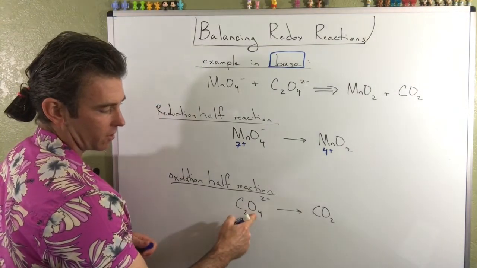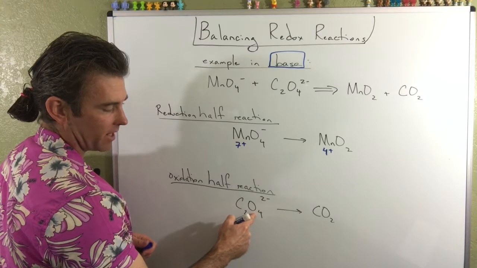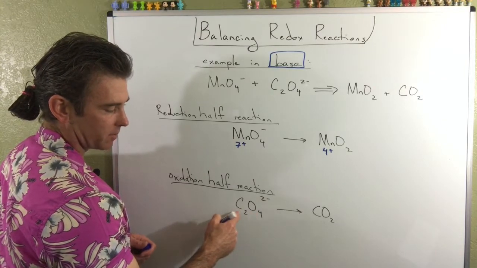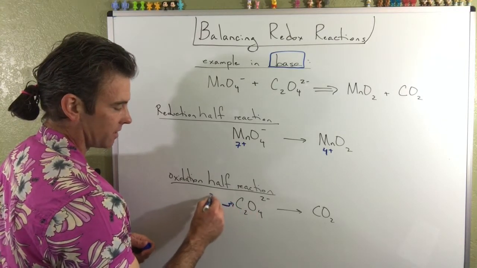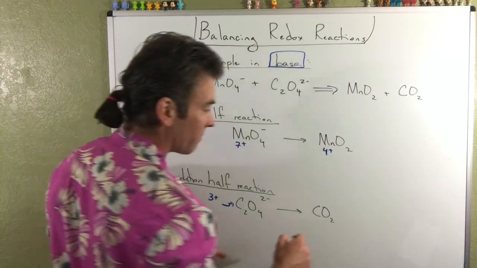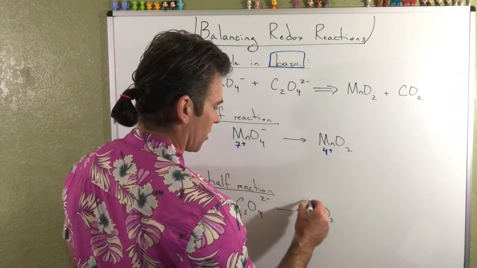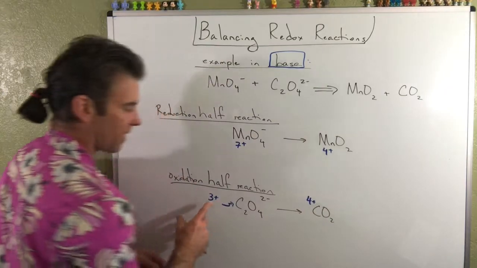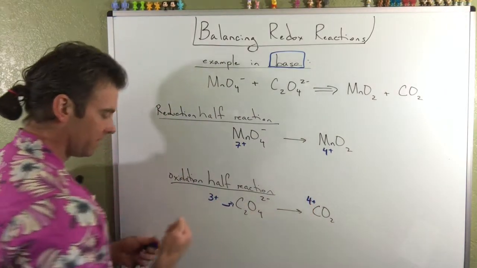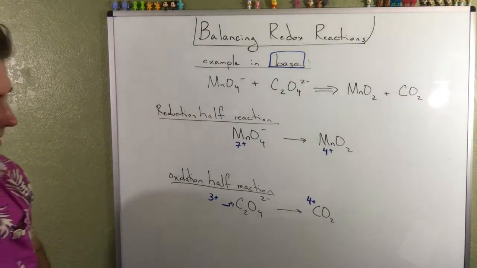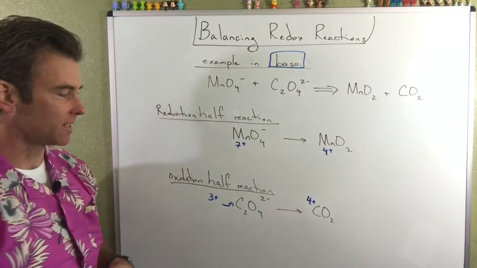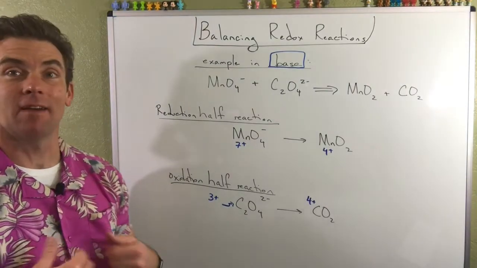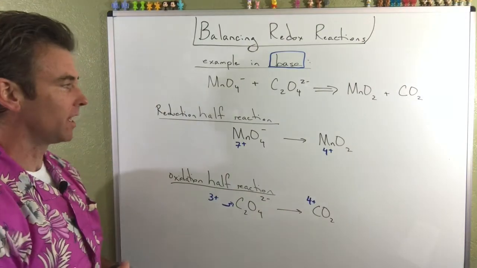If this is 4 2 minuses, adds up to an 8 minus, therefore this side must be 6 plus, which means each carbon is a 3 plus, or plus 3. Here I've got a carbon which is a 4 plus, and in fact it does go up by 1, the oxidation state of that carbon. So in fact it is an oxidation half reaction, meaning it's giving up electrons.